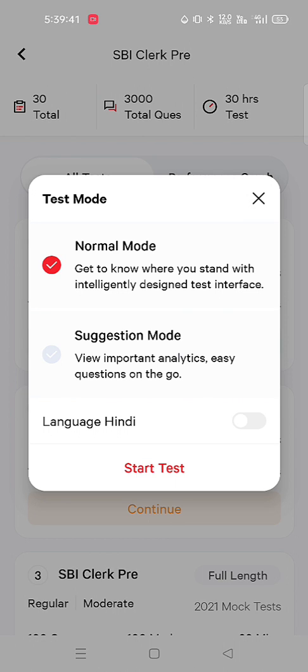So in this video, I will attempt one SBI clerk prelims mock test of the English section. This is from the SmartKida Test Zone app, as they provide test series for banking and other examinations also. So I am using their test series and I will attempt English.